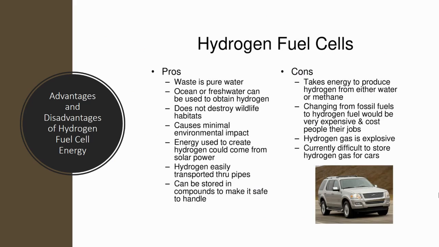Here are the pros and the cons kind of broken down for us. We know waste potentially can be pure water depending upon where we're getting it from. Ocean or fresh water can be used to form that hydrogen gas. We know it doesn't destroy wildlife, has a minimal environmental impact. The energy used to create the hydrogen may come from a solar power source, if we could implement that. Hydrogen can easily be transported through pipes and can be stored in compounds to make it safe.